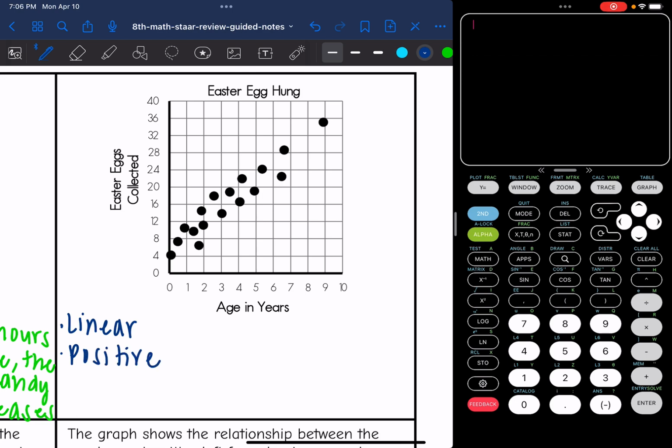And now we want to write a verbal description for what we see happening in the graph. So it looks like, we're talking about Easter egg hunt, and as the age in years increases, the Easter eggs collected increases as well. So at the Easter egg hunt, the older you are, the more eggs you collect.